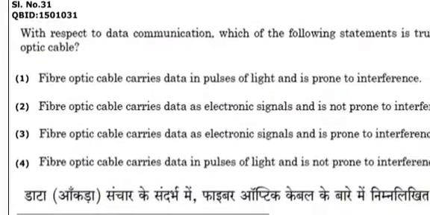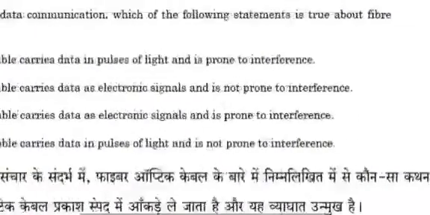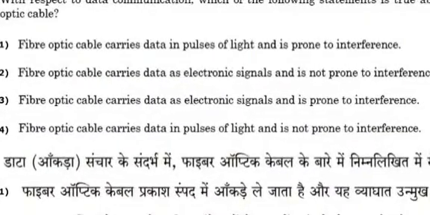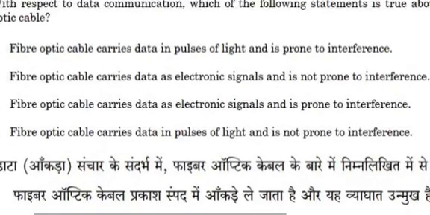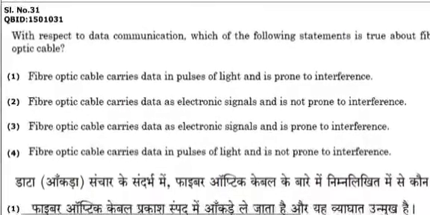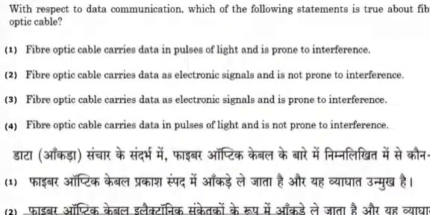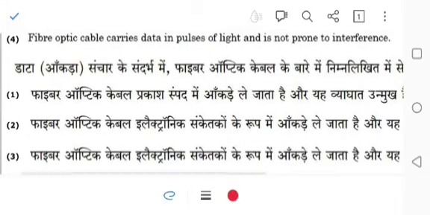Next, 31. With respect to data communication, which of the following statements is true about fiber optic cable? Fiber optic cable, you must have heard, is related to internet. Without fiber optic cable, we would not be using internet right now. I will not read all the options, it will consume my time, so let me give you the correct option. The correct option will be: fiber optic cable carries data in pulses of light and is not prone to interference.